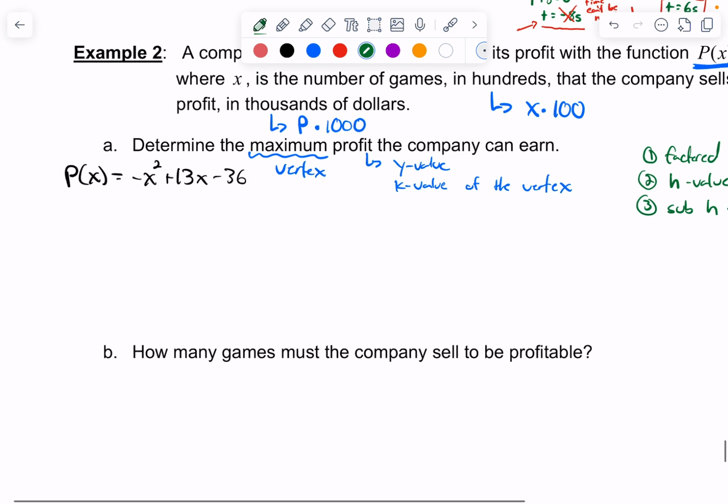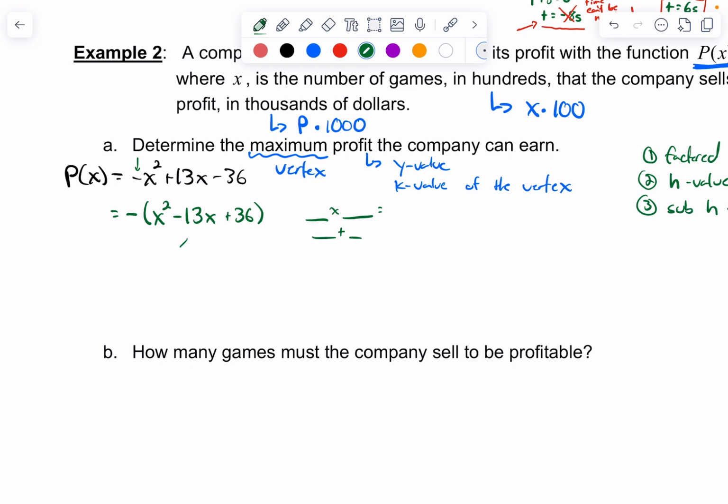So take p of x and factor it. So start by taking out the negative that you see in front here. Always take that negative out. So you'll get equals minus x squared minus 13x plus 36. Okay, so look, this is now a simple trinomial with a 1 in front. So can we factor this? We need two numbers that multiply to 36 and add up to negative 13. And remember, the 36 is positive. So in this case, the numbers that would work would be minus 9 and minus 4.